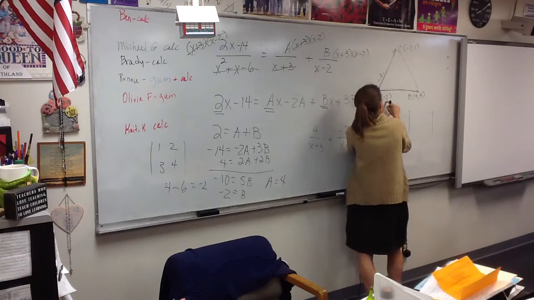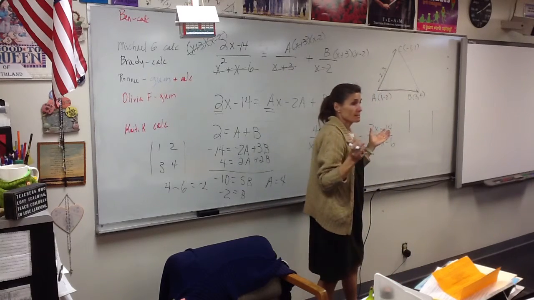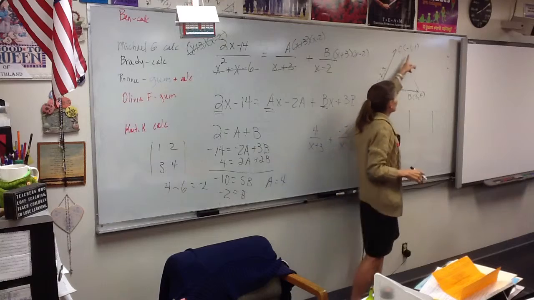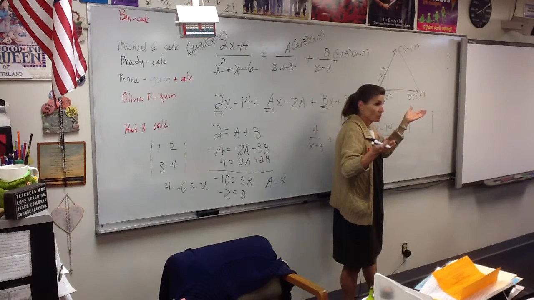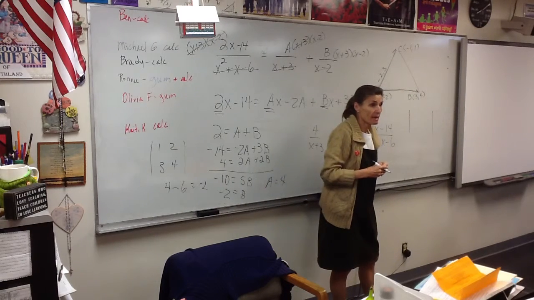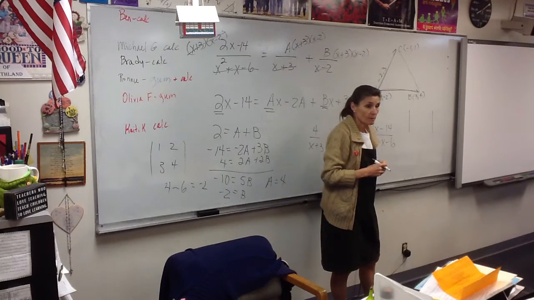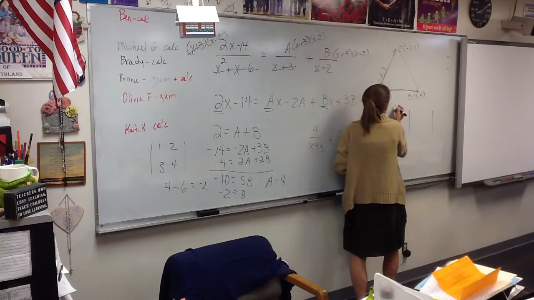Negative 2, 3. Now, for those of you that forgot, it's common sense. You're going from 1 to negative 1. How many steps is that? Negative 2. You're going from negative 2 to 1. How many steps is that? 3. Right? Now, what about this vector, AB? What are his coordinates? 2, 6.